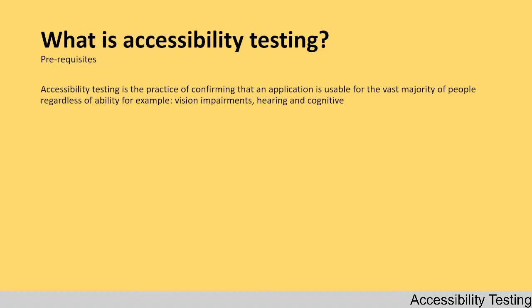To start with, what is accessibility testing? Accessibility testing is the practice of confirming that an application is usable for the vast majority of people, regardless of ability. For example, vision impairments, hearing, and cognitive abilities. So essentially, it's about making sure that your application, website, web services can be used by as many people as possible and without causing any detriment to those that may have different and varying levels of ability in those three areas.